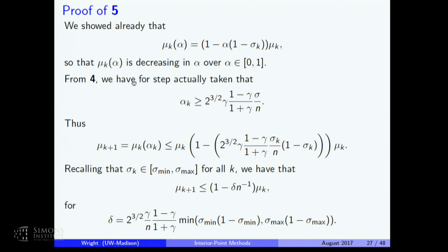This has the form 1 minus delta divided by n, where the delta involves sigma min, I'd be conservative, and it involves gamma. That's it, and the n only comes in here. So that's what we needed to get a polynomial type complexity result.